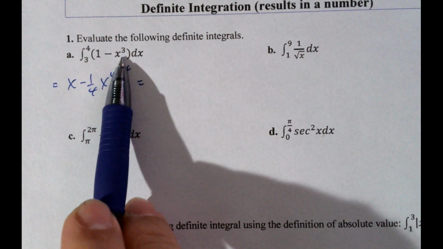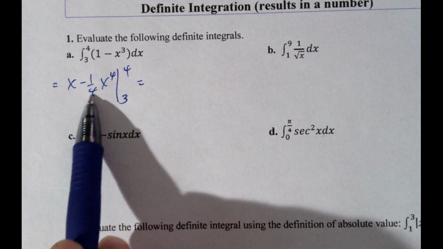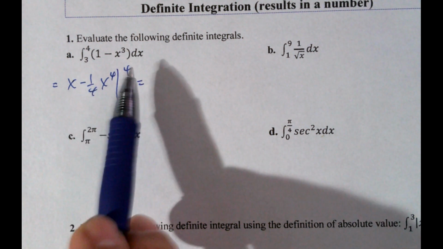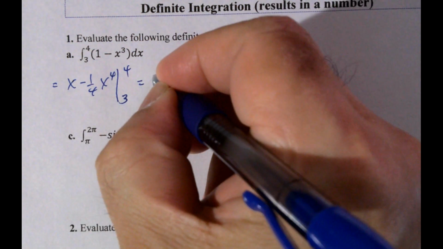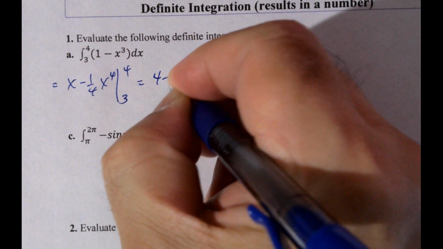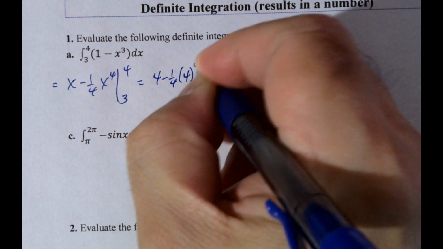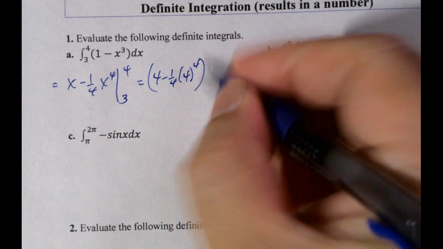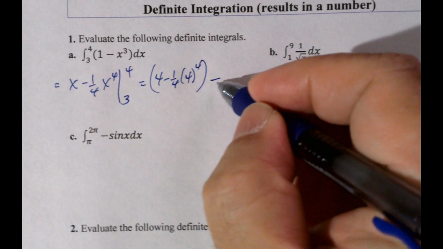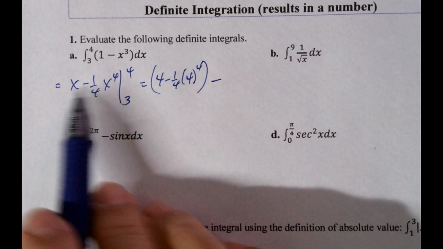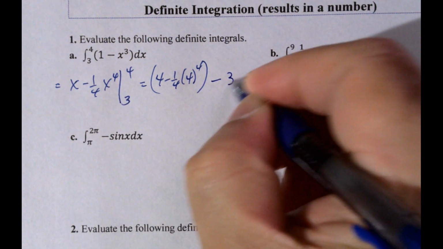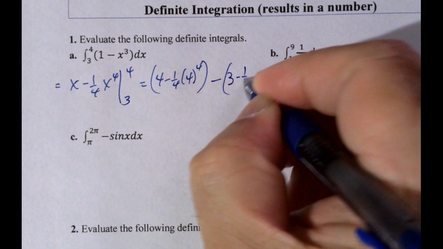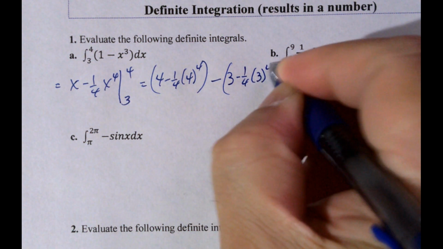This one, I'm just using power rule. Add 1 to the exponent, divide by the new exponent. Now just plug in the 4. You're going to plug in 4 minus 1/4 times 4 to the fourth. Right, so that's plugging in the 4 into there. Minus, and it's always a minus. Okay, plug in the 3. That's going to be 3 minus 1/4 times 3 to the fourth.